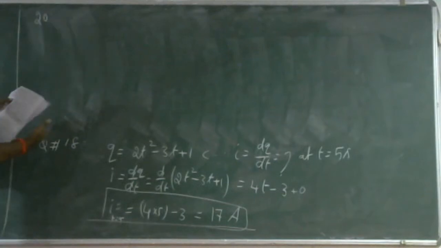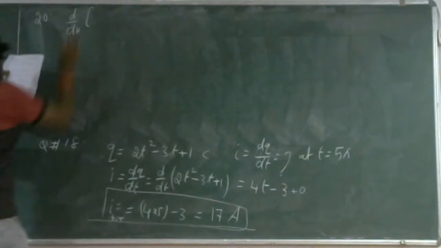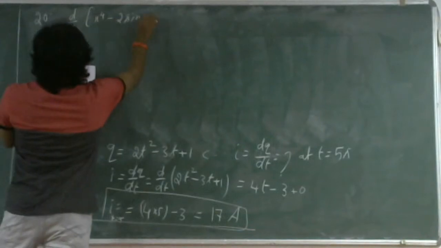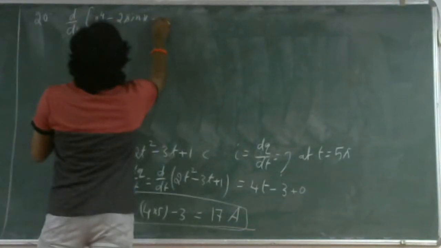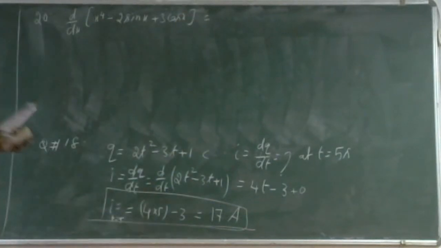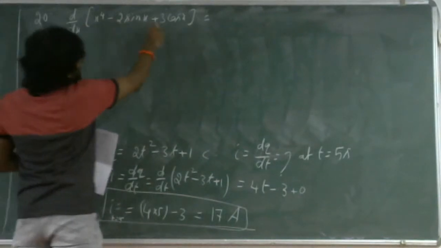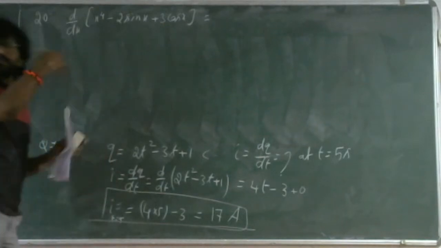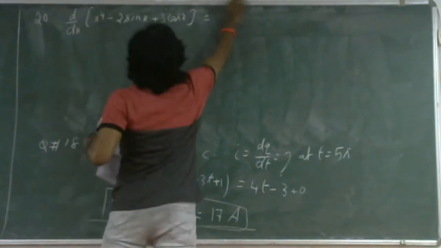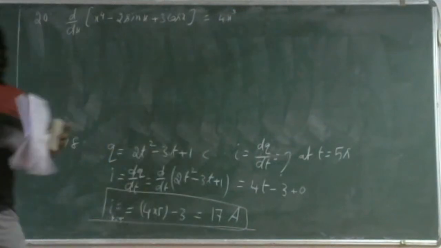The 20th one. d by dx of x power 4 minus 2 sin x plus 3 cos x is equal to, direct question, right? d by dx of x power 4 minus d by dx of 2 into sin x plus d by dx of 3 into cos x. Given those numbers are taken out and you can differentiate. So d by dx of x power 4 is 4x cube. I have applied the formula m into x power n minus 1.